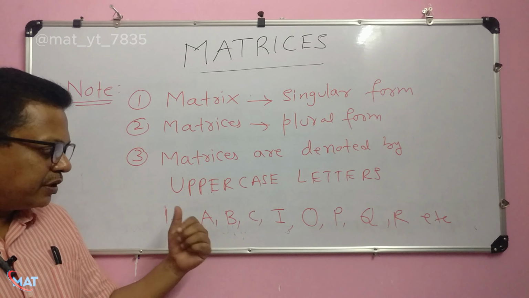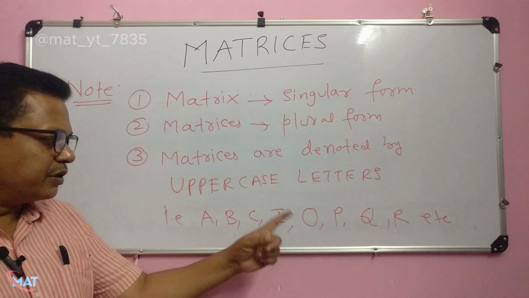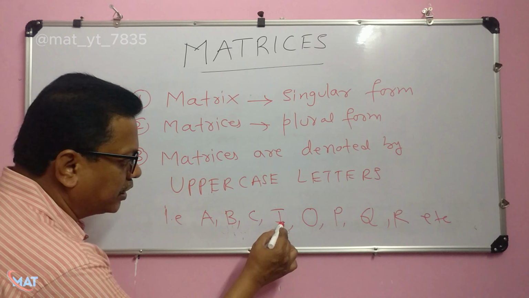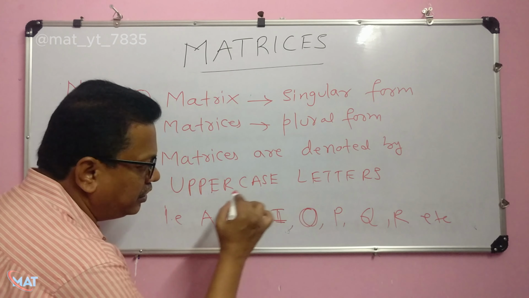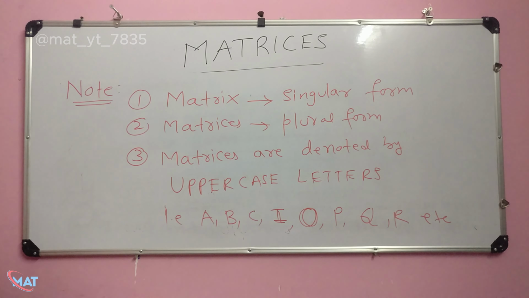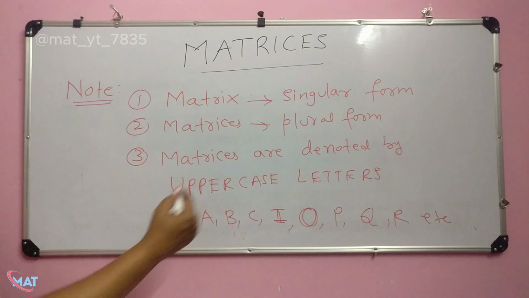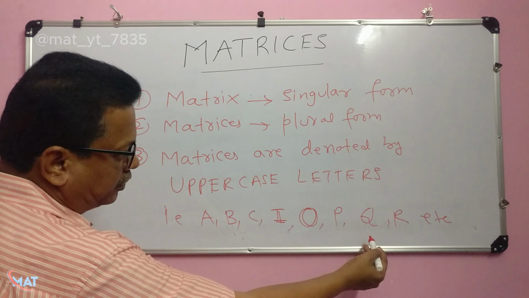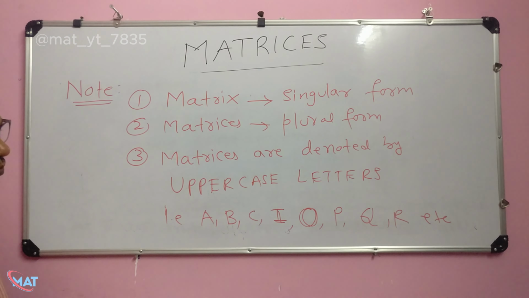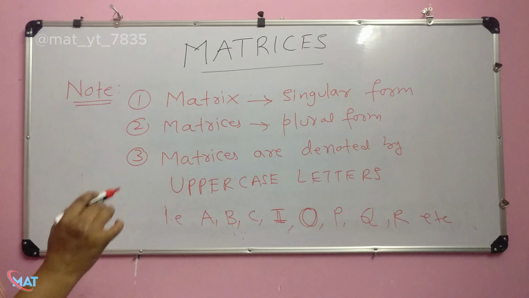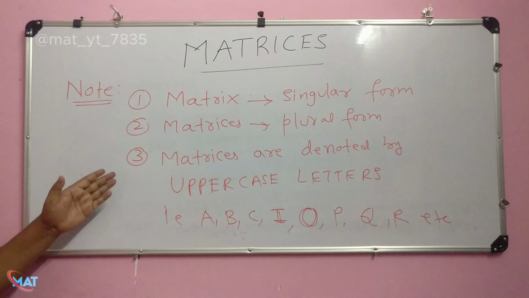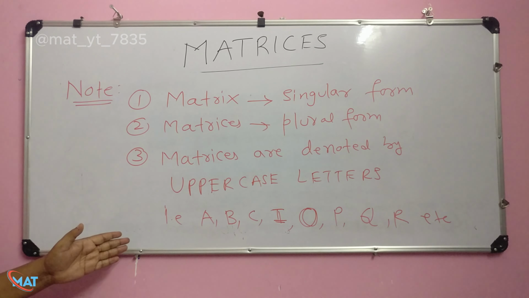I stands for special matrix. O stands for special matrix. These two are exclusively used for special types of matrices. Later, we will come across them. In some cases, we can use capital P, capital Q, capital R, etc. That is about the first part of fundamentals, how to define a matrix, and what the note points are that you have to note under that.